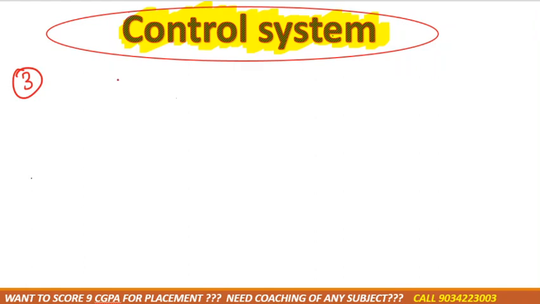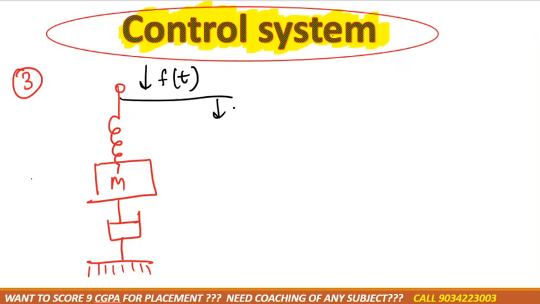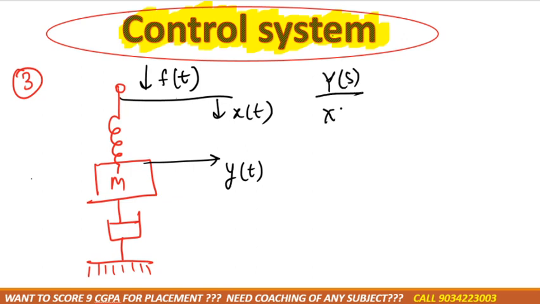In this, they said there is a spring connected to the mass, and then we have a damper. Another point is the fixed point. Okay. So here force is applied, F of t. Here displacement would be x of t. Mass would be displaced by y of t. You need to calculate Y of s divided by X of s. Right? Now, how can we solve this?